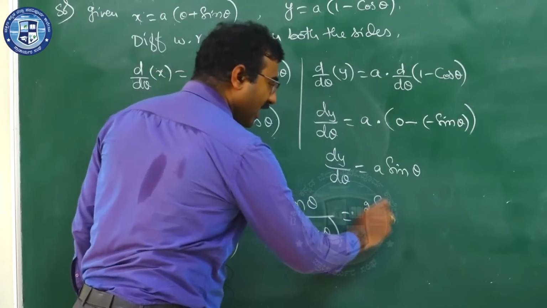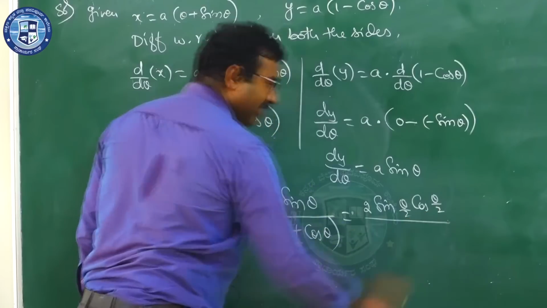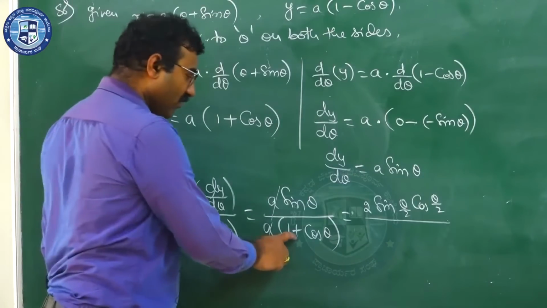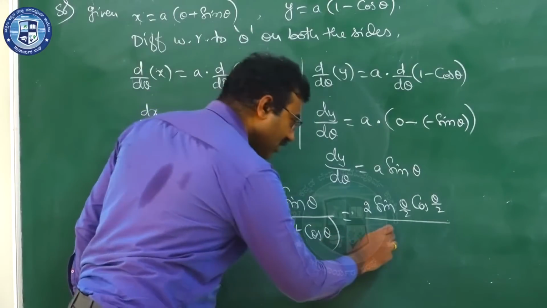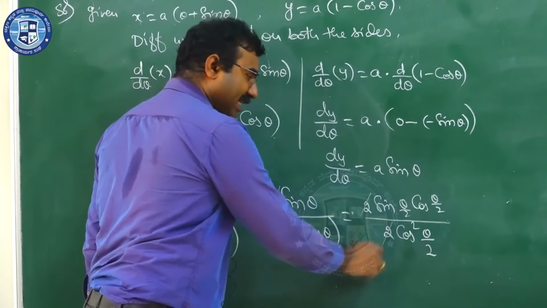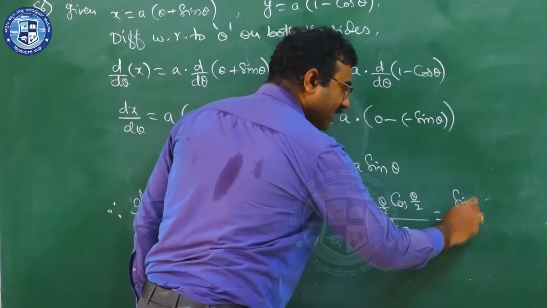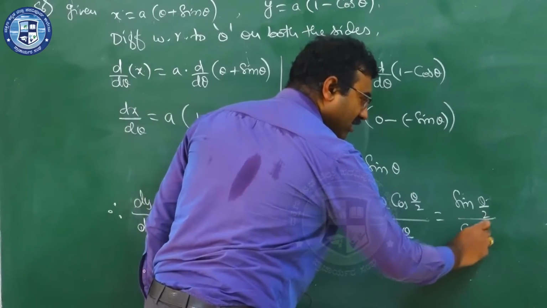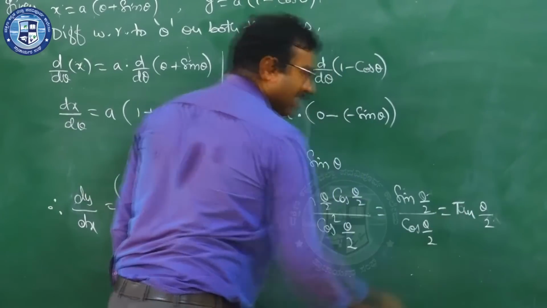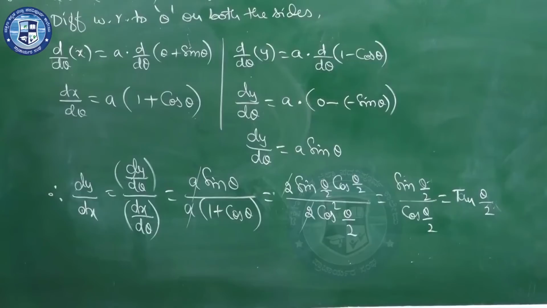Then sin theta, you can write by a half angle formula from trigonometry. Sin theta means 2 sin theta by 2 cos theta by 2. From trigonometry, we have this half angle formula. 1 plus cos theta is 2 cos square theta by 2. Okay. So, one of the 2 cancels and 1 cos cancels. Right. So, what is remaining now? Remaining is sin theta by 2 divided by cos theta by 2, which is equal to tan theta by 2. This is the thing they asked us to prove. Right. We got it. So, dy by dx is tan theta by 2.